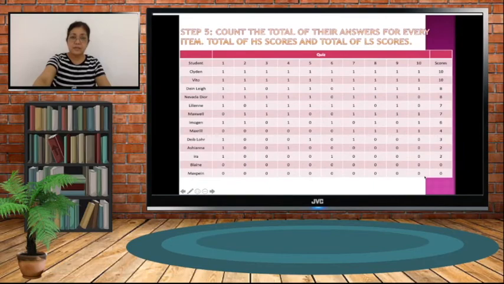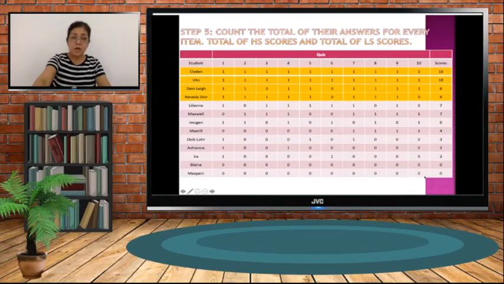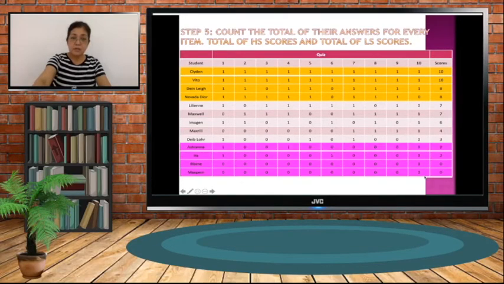So here it is. Arrange it in chronological order. Let us look at the 4 high scorers and the 4 low scorers. We have Clyden, Vito, Dinley, and Nevada, who belong to the high scorers. And Ashana, Ira, Blaine, and Max Payne belong to the low scorers.